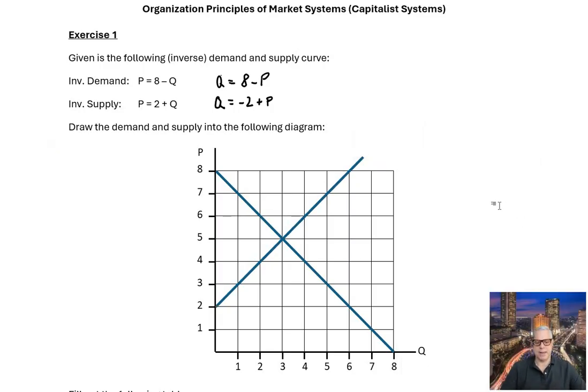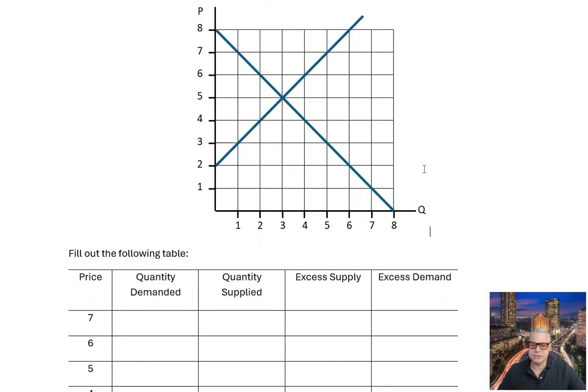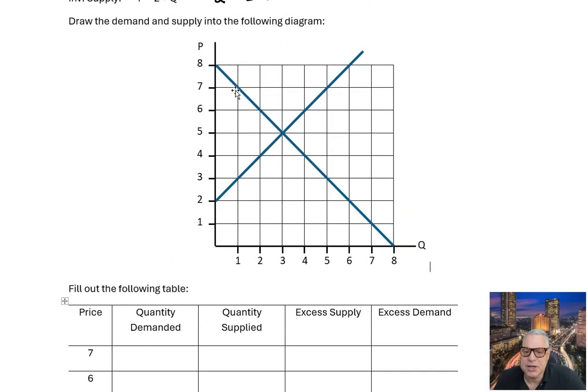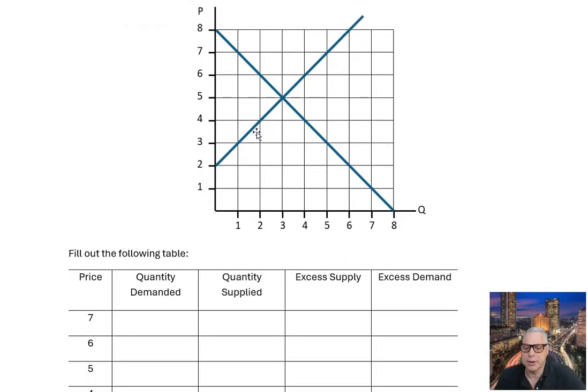Okay, so now we have our demand and supply, and now there are a couple of questions. So if the price is 7, what's the quantity demanded? Okay, if the price is 7, quantity demanded is 1. Actually, I'll just type it in there. So that is 1. And what is the quantity supplied? Well, the quantity supplied is 5. So now we have excess supply of 4, that's the difference. And of course we don't have excess demand because we have excess supply.